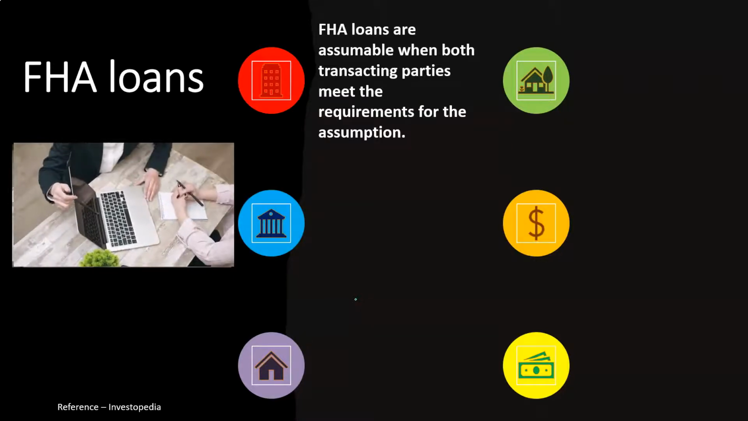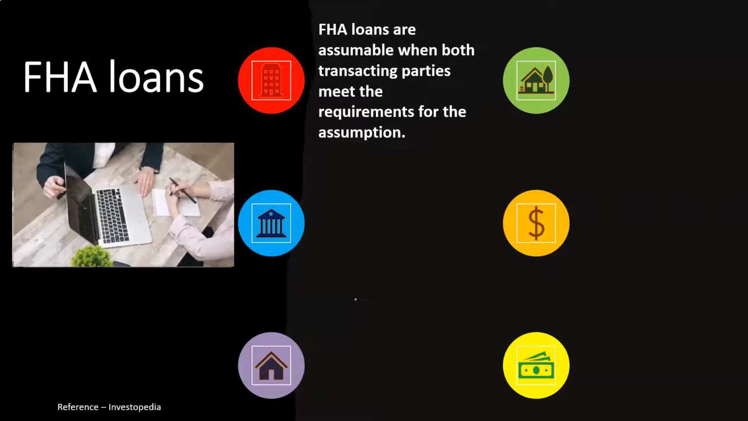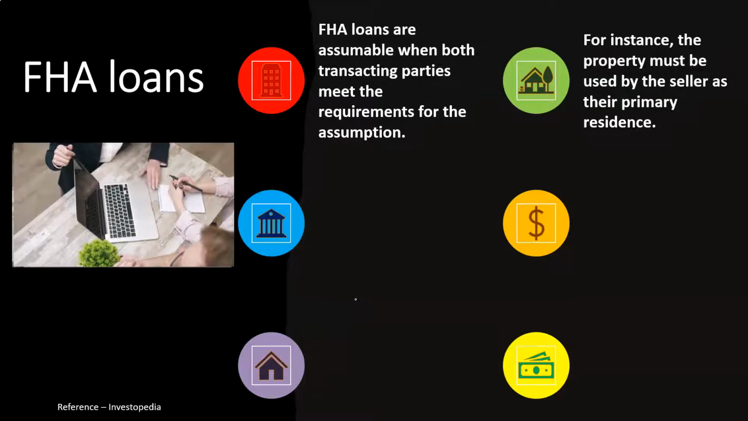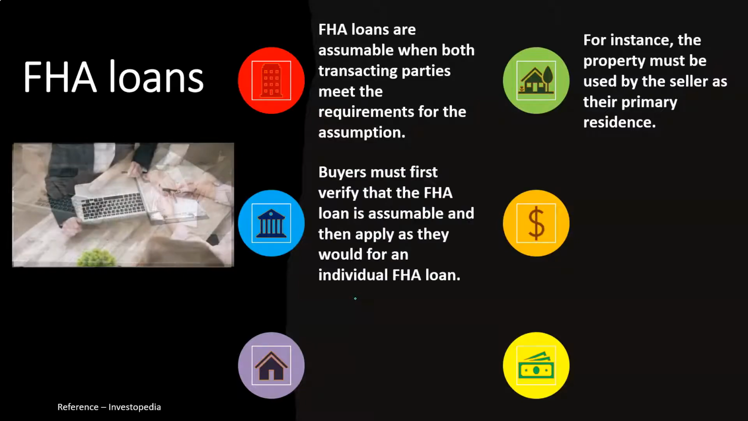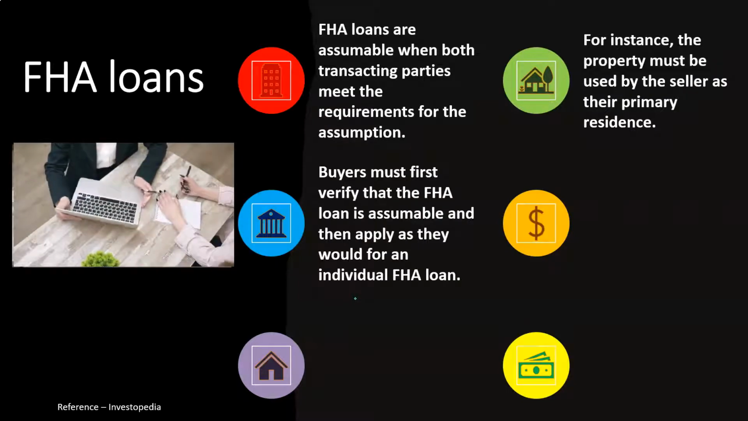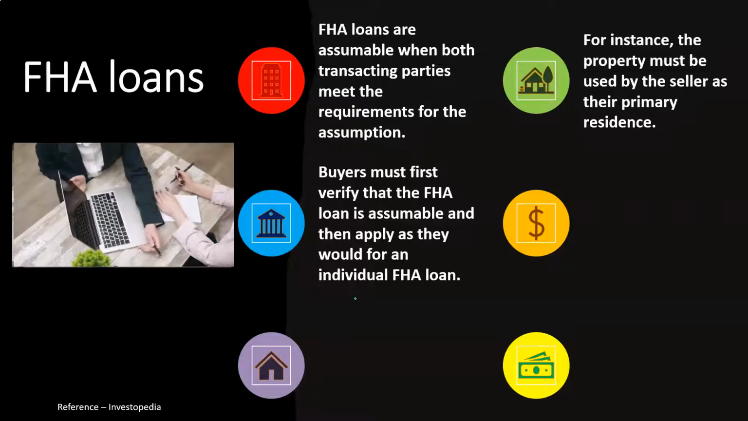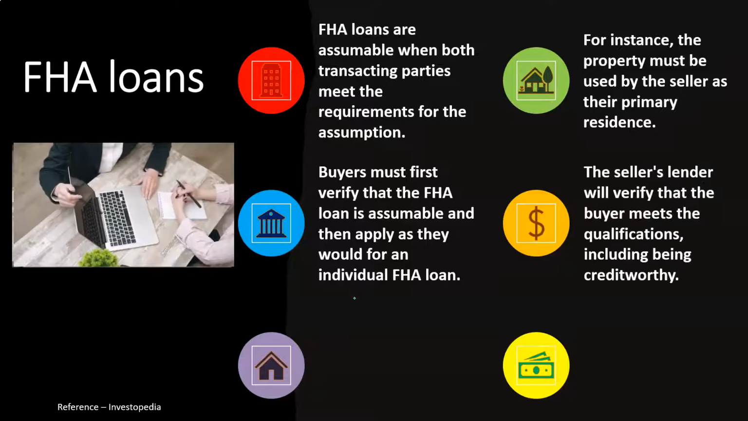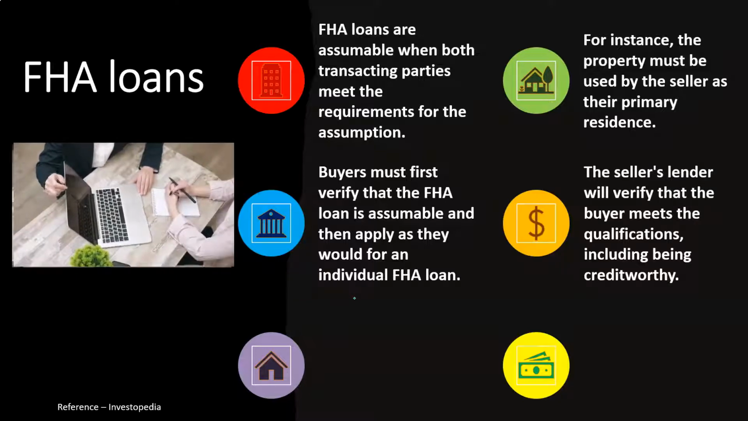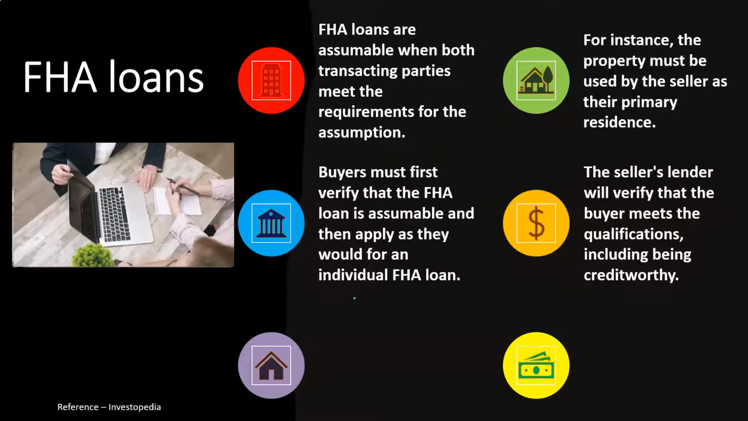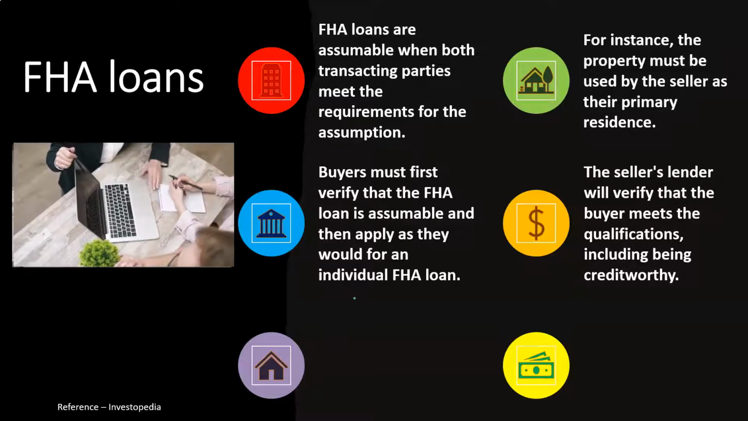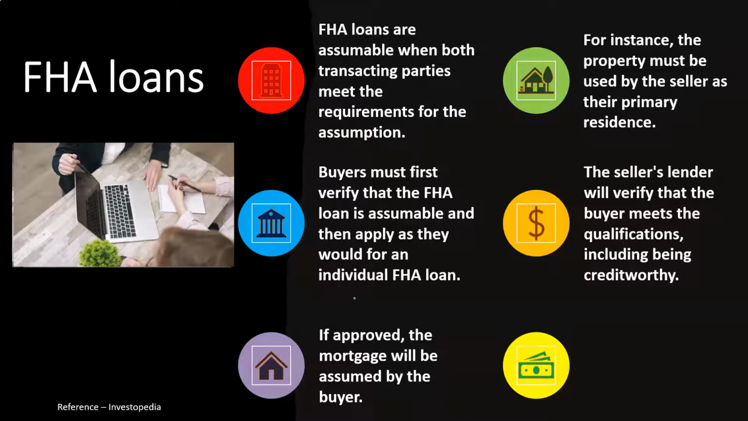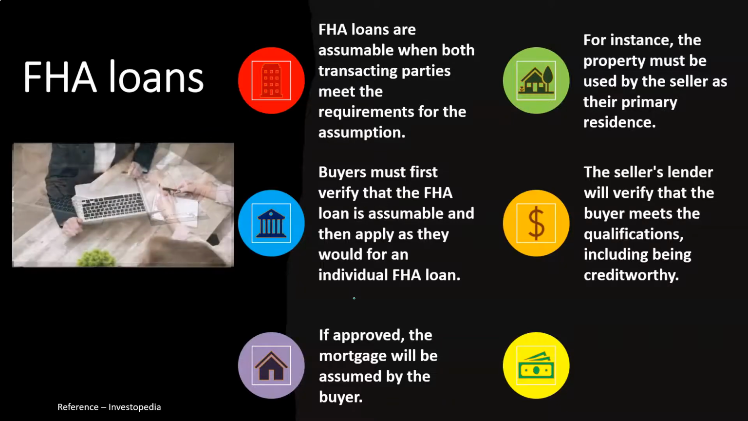So the FHA loans are assumable when both transferring parties meet the requirements for the assumption. For instance, the property must be used by the seller as their primary residence. Buyers must first verify that the FHA loan is assumable and then apply as they would for an individual FHA loan. The seller's lender will verify that the buyer meets the qualifications, including being creditworthy. So you still have the creditworthy requirement. If approved, the mortgage will be assumed by the buyer.